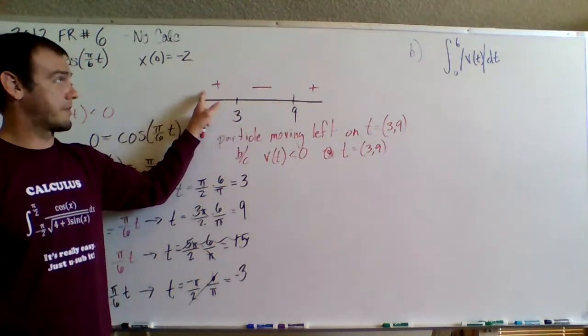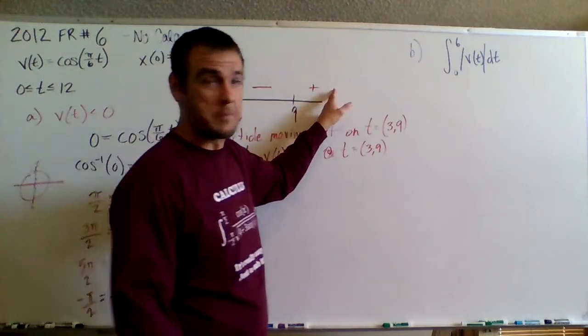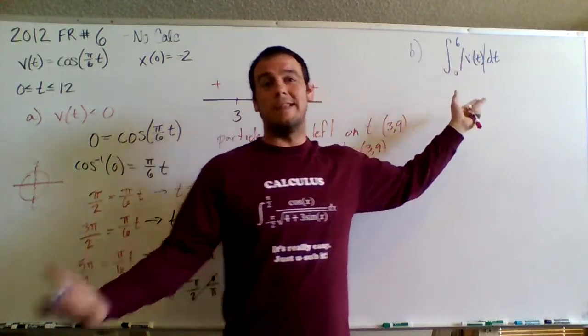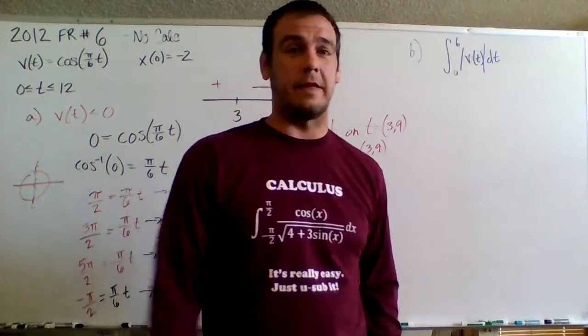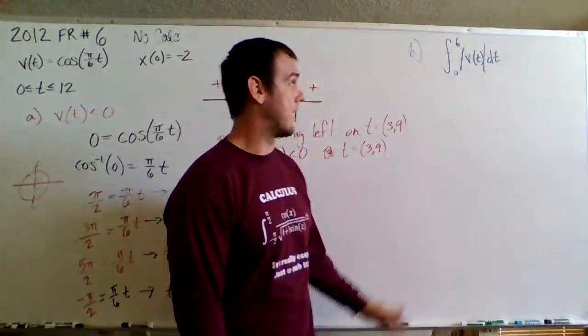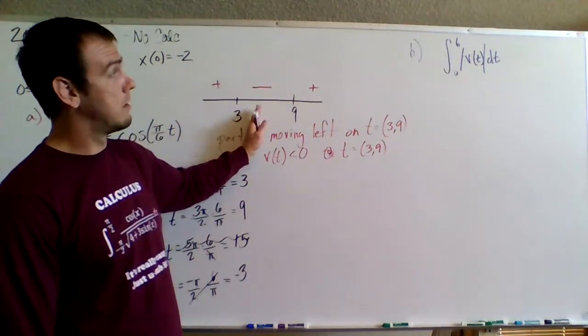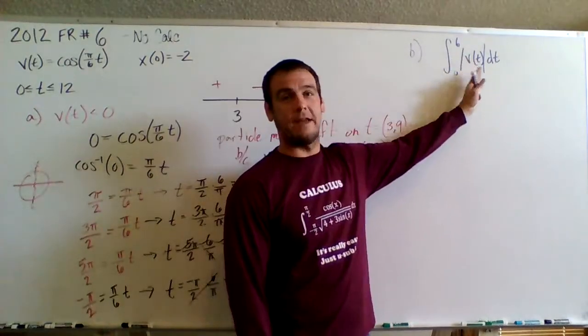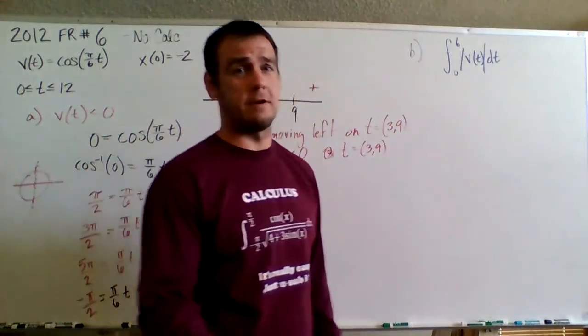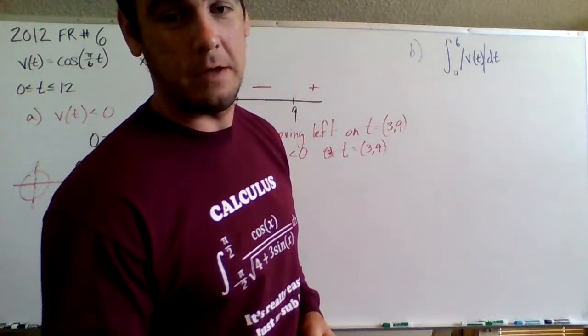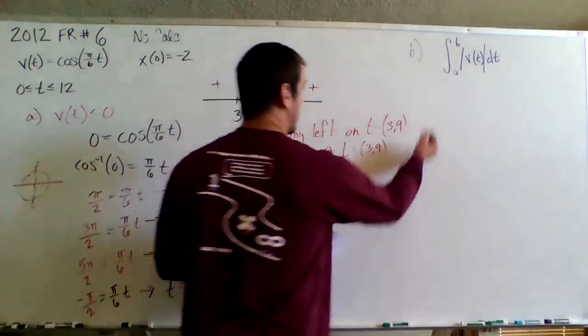If my velocity was always positive, then the absolute value and not having the absolute value would really give you the same answer, and both would be correct. But here, because our velocity is negative for part of that time, we would have to have the absolute value. So it's going to be very, very important. I think that's all you need to do for part B, so that one should be a piece of cake.